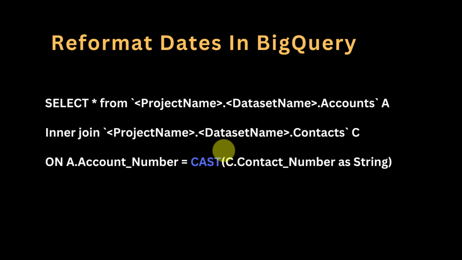So we put cast open parentheses c.contact_number as string, and by doing so we no longer get an error when doing a join between these tables, despite the fact that the data type between account number and the contact number are different. And this is how we can use the cast syntax in order to avoid getting an error when doing a join, when the data types we're joining on are different. And that's how it's done.